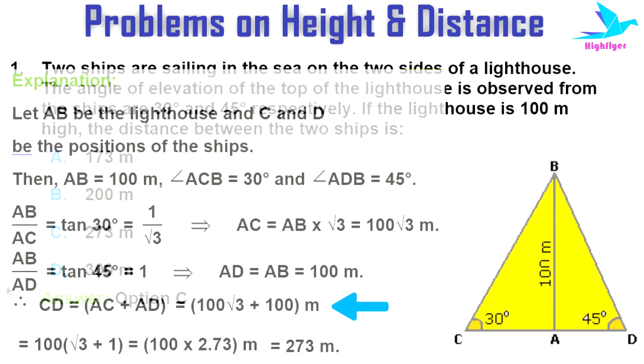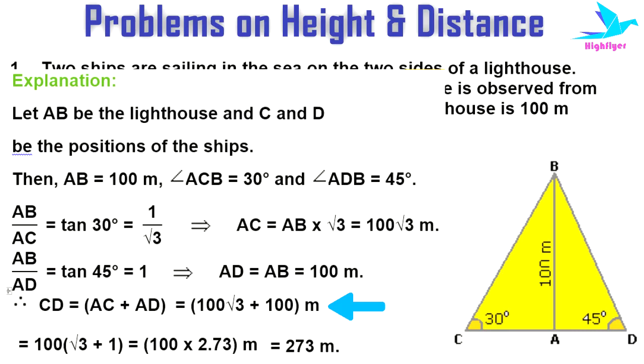So here we got the value of AC and AD. So let's find the value of CD, that is equal to AC plus AD, that is equal to 100 root 3 plus 100 meters. That is equal to 100 into root 3 plus 1, that is equal to 100 into 2.73, that is equal to 273 meters.